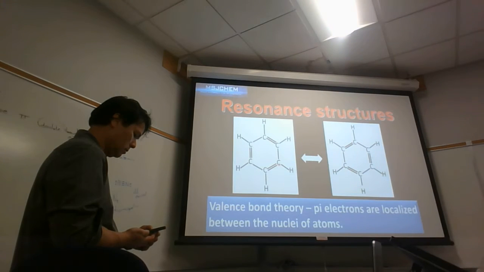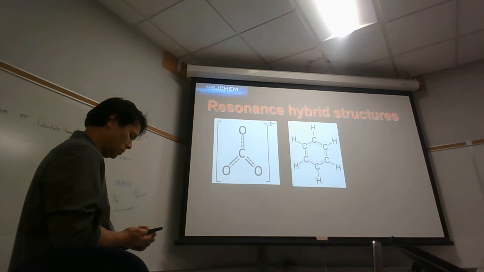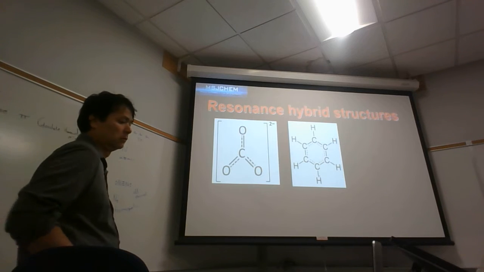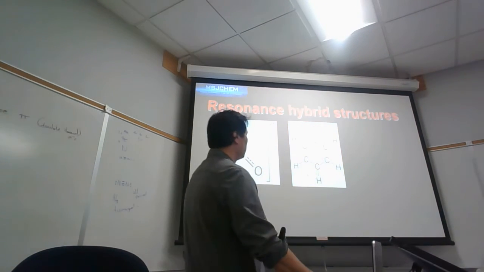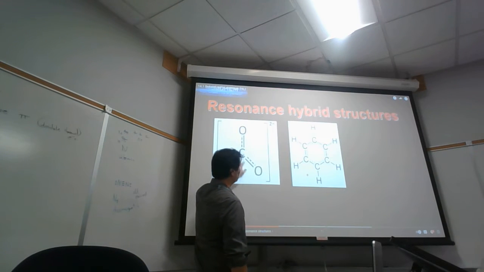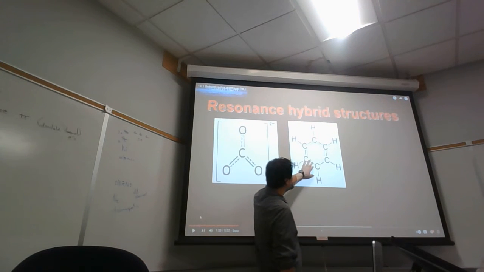So we're going to look at another bonding theory that more accurately describes the bonding in benzene. Here we have the resonance hybrid structures of the carbonate ion on the left and the benzene molecule on the right. These are like the hybrid structures we drew out, where it's a 1 1/3 bond for carbonate. This would be a 1 1/2 bond.